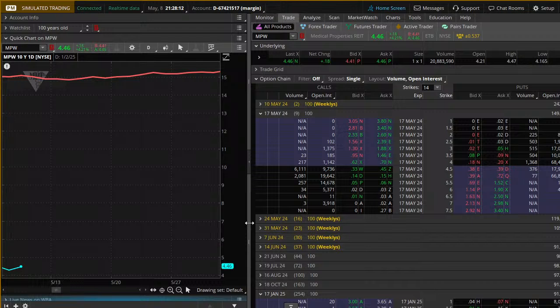Where was I? Okay, so that's MPW, Medical Properties Real Estate Investment Trust. I like the numbers. Everything looked good. I had $800 just sitting there. What am I going to do with it? I bought 200 shares. That was $800.